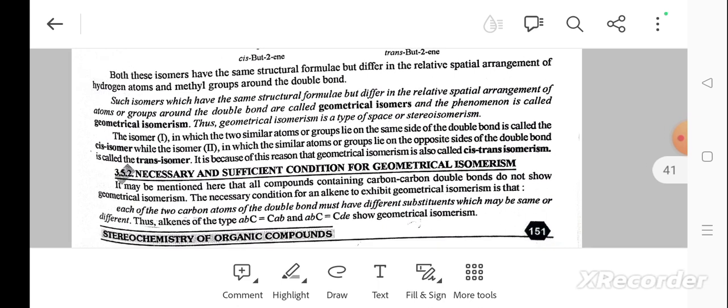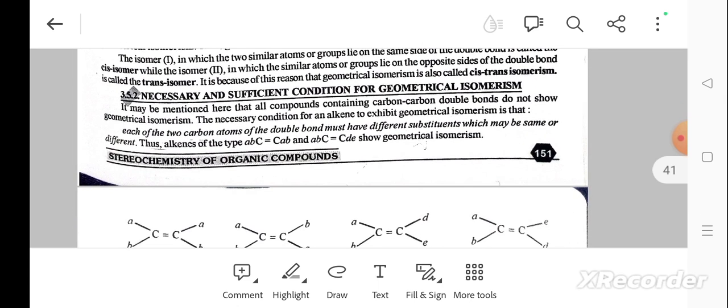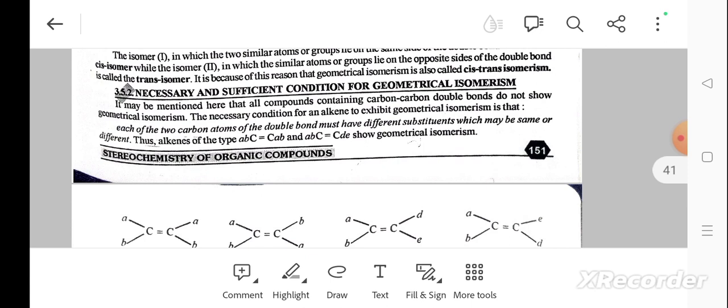The isomer in which two similar atoms or groups lie on the same side of the double bond is called the cis isomer, while the one in which the similar atoms lie on opposite sides is called the trans isomer. This is the reason geometrical isomers are also called cis and trans isomers. Necessary and sufficient condition for geometrical isomerism.